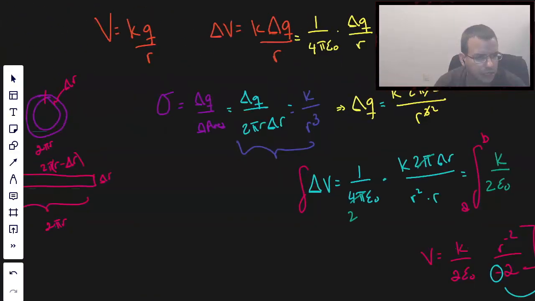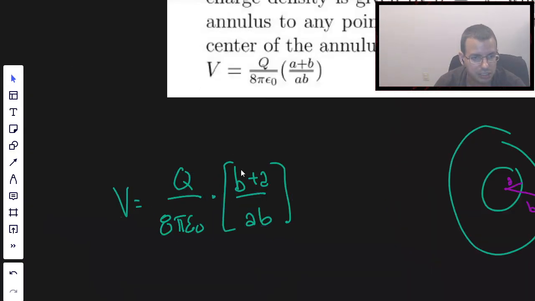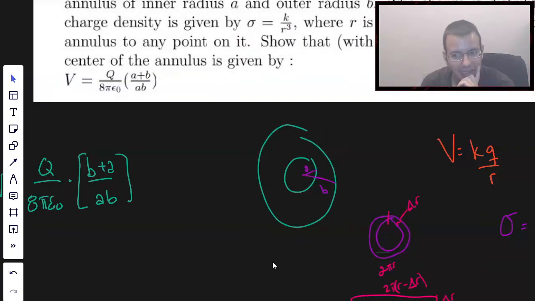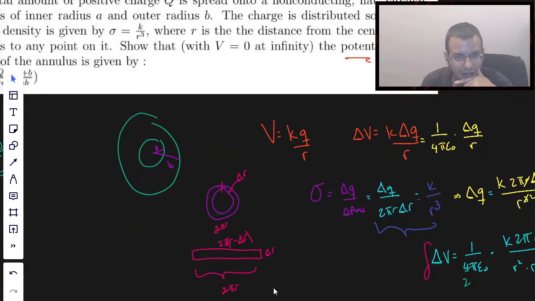Come back up here. Yep, there it is. Q over 8 pi epsilon naught times B plus A over AB. A plus B and B plus A are the same thing. Okay. So we did get the correct answer, which means we probably did it correctly. And that's kind of the nice thing about these proof questions: sometimes you're obviously wrong, which is convenient.